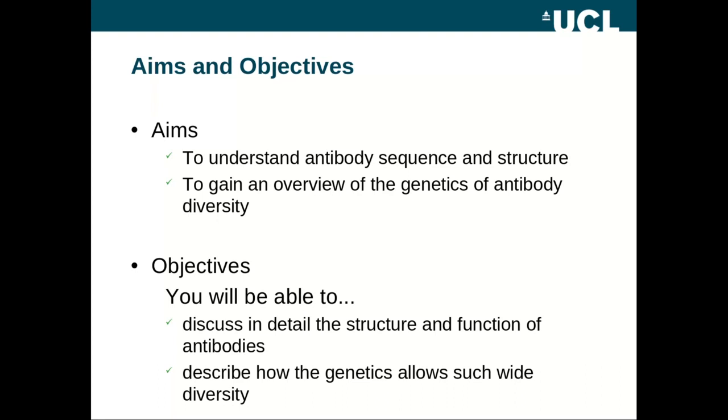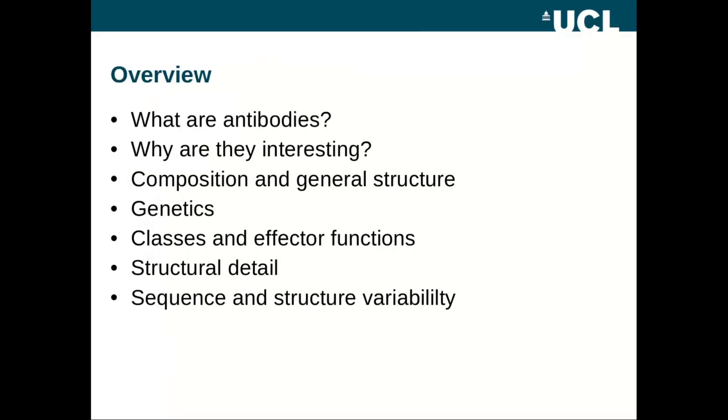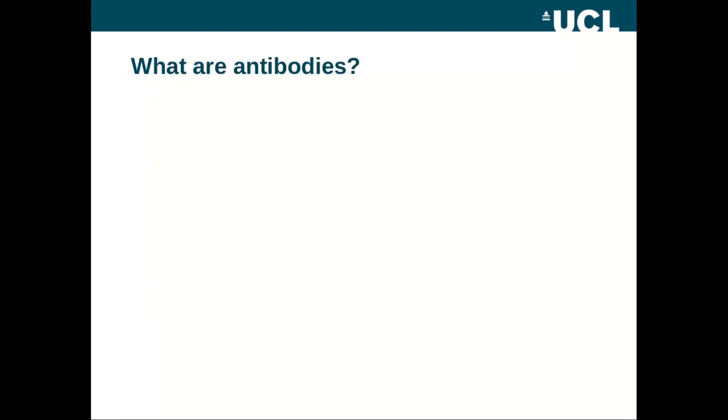So the aims and objectives for this first session are to understand antibody sequence and structure, to gain an overview of the genetics of antibody diversity, and at the end of the session you should be able to discuss in detail the structure and function of antibodies and describe how the genetics allows such wide diversity. This is just an overview of what we're going to cover in this lecture, and we're going to start with what are antibodies.